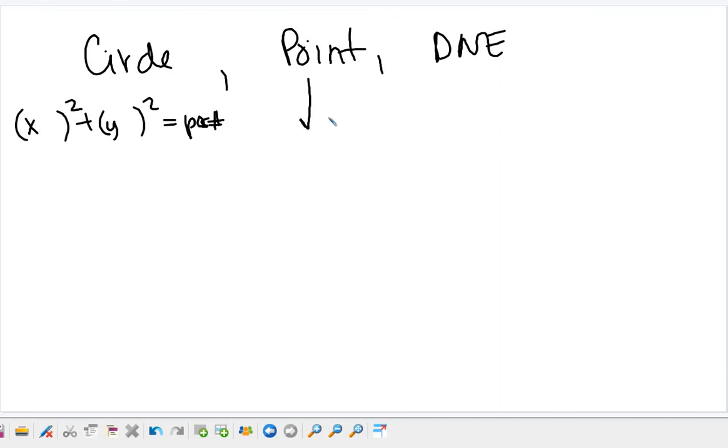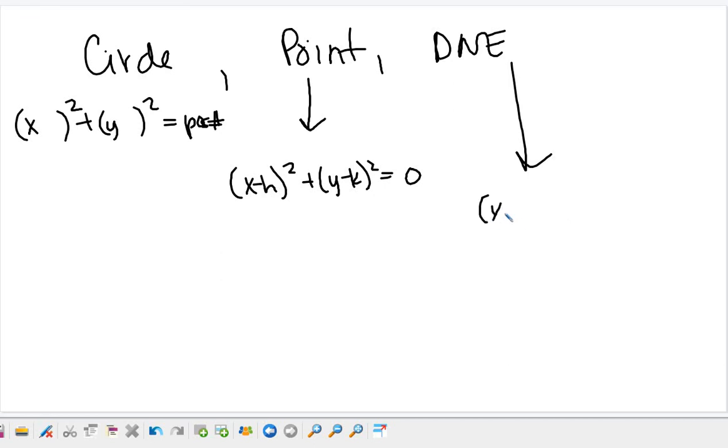If it is a point, when you put it in center radius form, you get 0. So once it's in center radius form, if it is set equal to 0, that is a point. And lastly, does not exist is when it is in center radius form and you get a negative number. Okay, I better write that out.